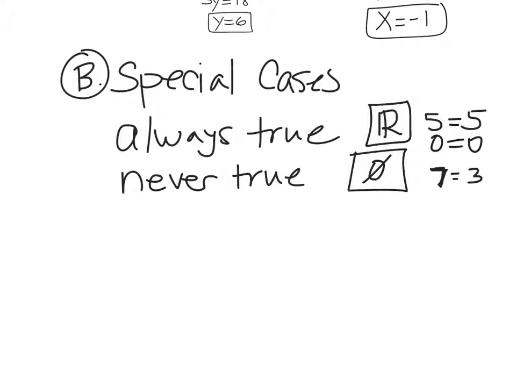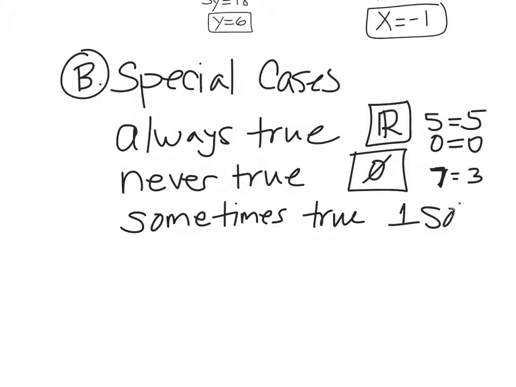And then you get something that is sometimes true. The sometimes true ones are the ones that we just did. We did 4 of the sometimes true. Sometimes true means that you get one solution for these problems. So these are our special cases. I'm going to do one of each: an always true and a never true. We've already done the sometimes true ones.